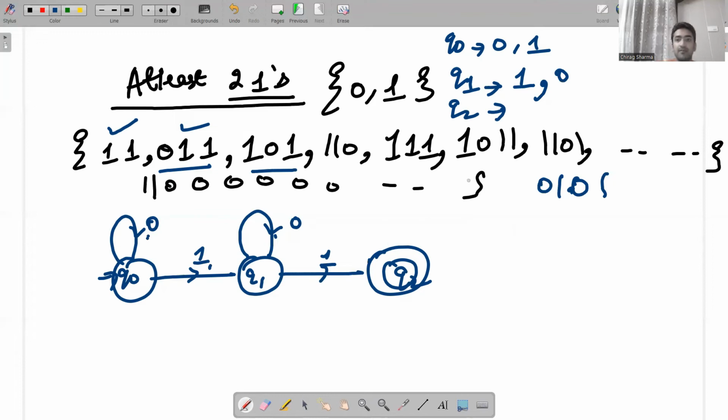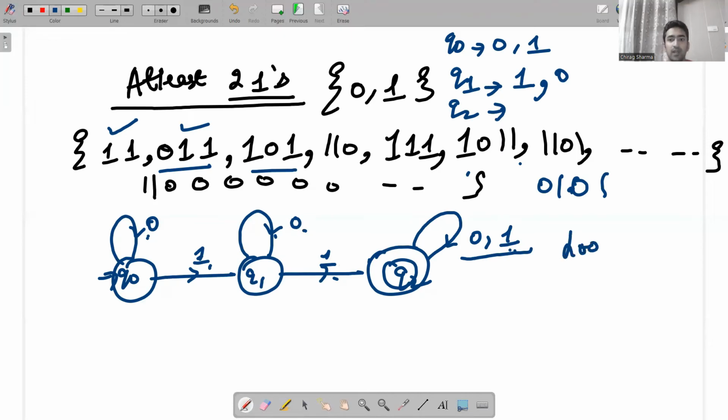Like for an example, 1011. This is 1, this is 0, this is 1. So minimum 2 ones are accepted. Anything that comes after it is accepted. So when you are in a position to accept anything out of it, put a loop of 0 and 1. What does that signify? That anything that comes after 2 ones is accepted, you can write anything.